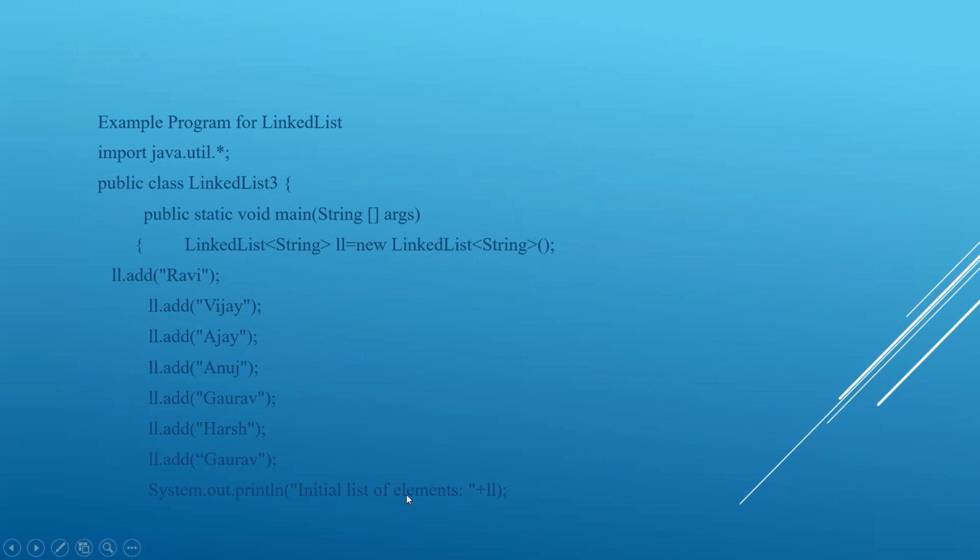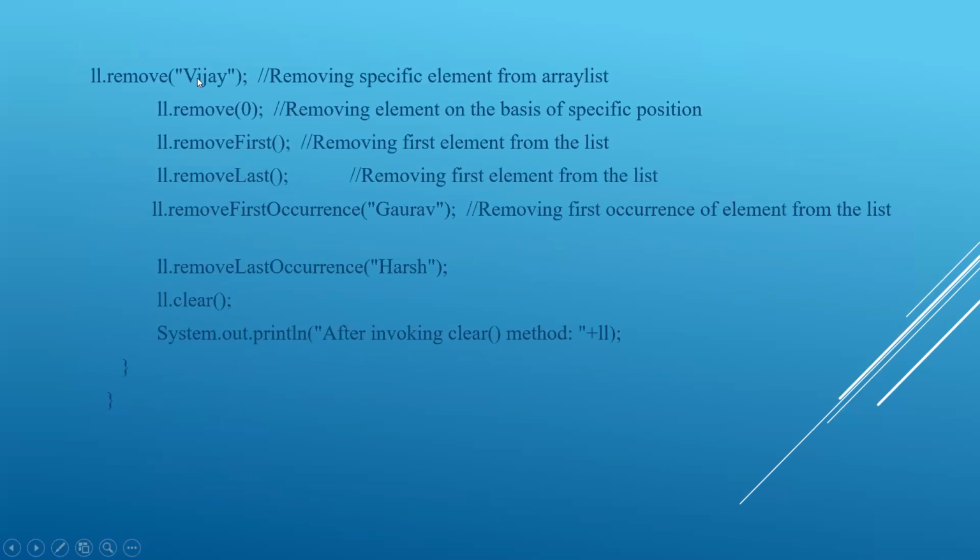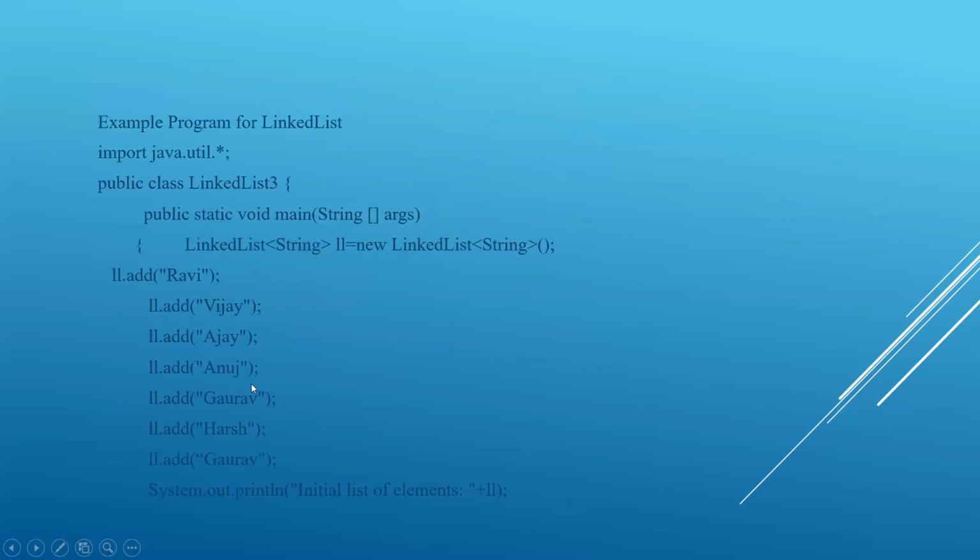Then the list of elements is retrieved here. Then we have the remove method to remove a specific element from the LinkedList, and then remove the element at a particular index, that is, removing an element at a specific position. This is the method here. If you want to remove the first element from the list, we use the removeFirst method. If you want to remove the last element from the list, we use the removeLast method. First occurrence means, see here, you have two objects called Gaurav and Gaurav.